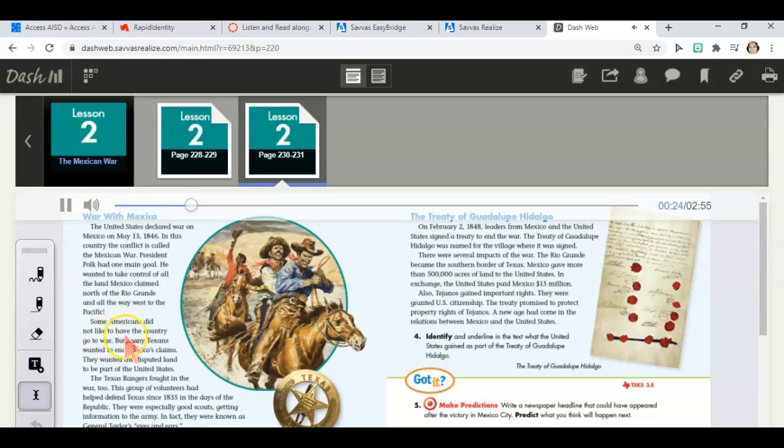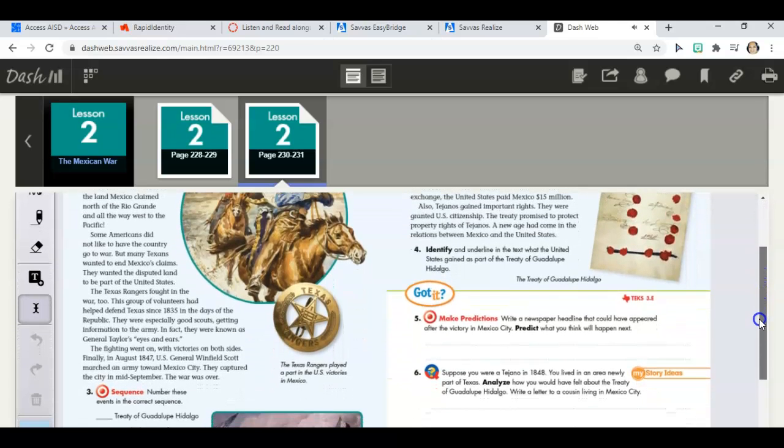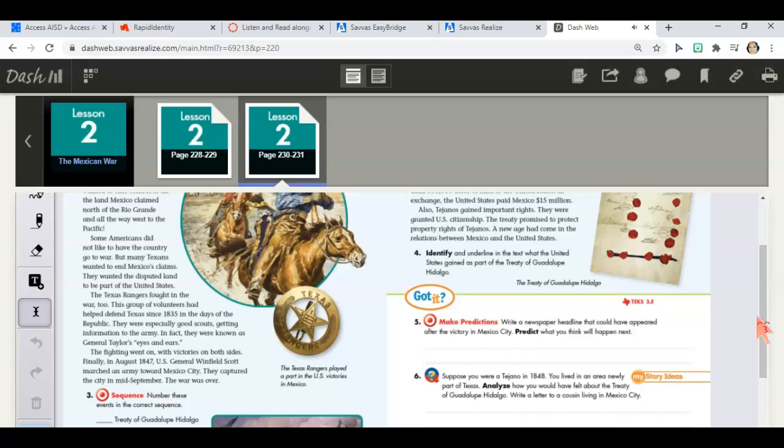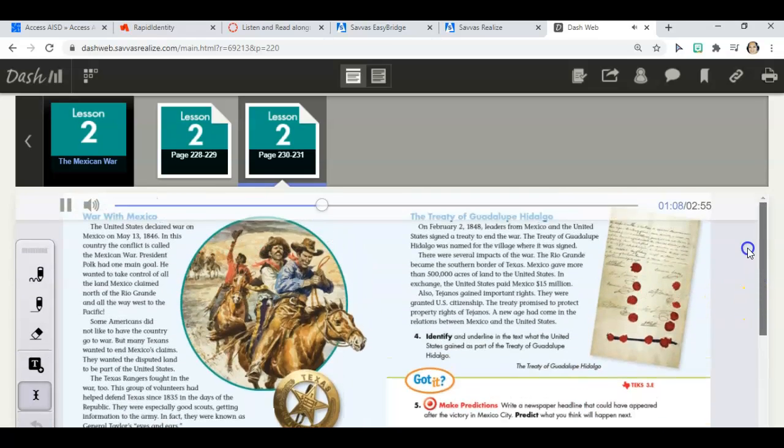Some Americans did not like to have the country go to war, but many Texans wanted to end Mexico's claims. They wanted the disputed land to be a part of the United States. The Texas Rangers fought in the war too. This group of volunteers had helped defend Texas since 1835 in the days of the Republic. They were especially good scouts, getting information to the army. In fact, they were known as General Taylor's eyes and ears. The fighting went on, with victories on both sides. Finally, in August 1847, U.S. General Winfield Scott marched an army toward Mexico City. They captured the city in mid-September. The war was over.